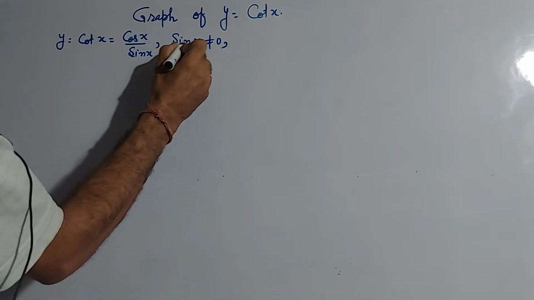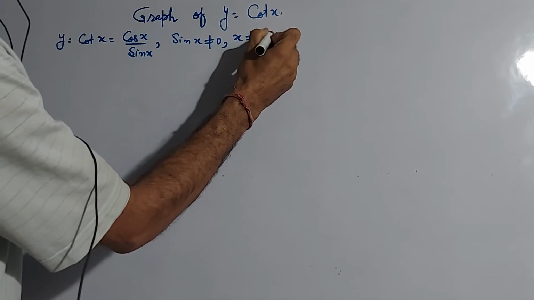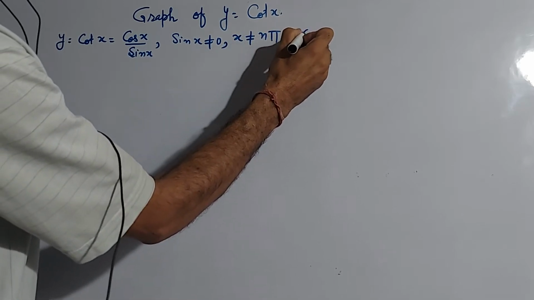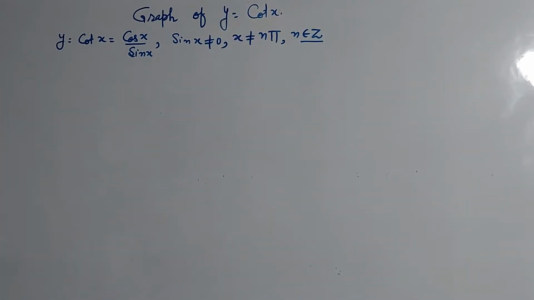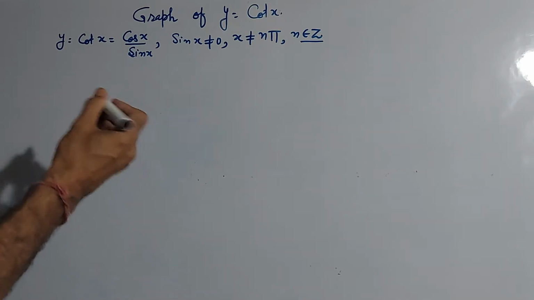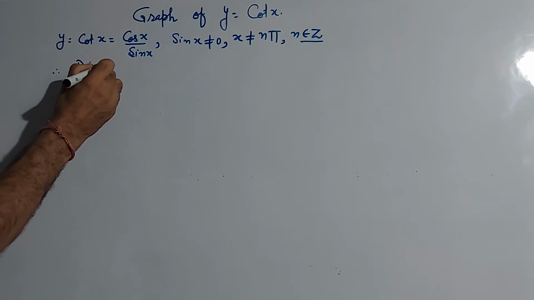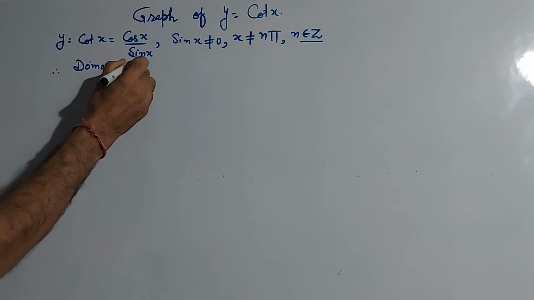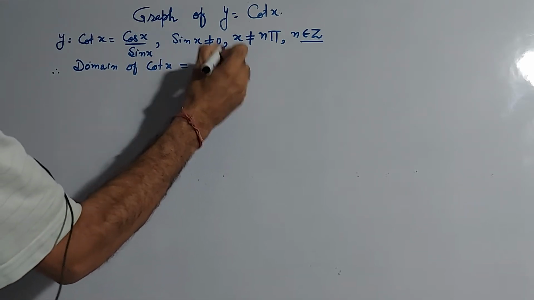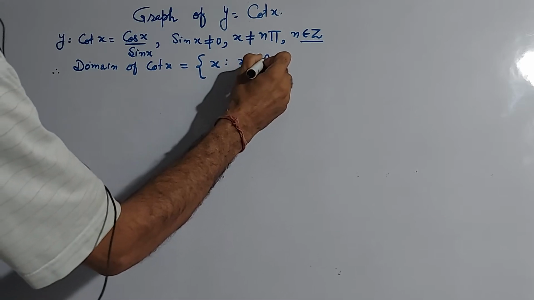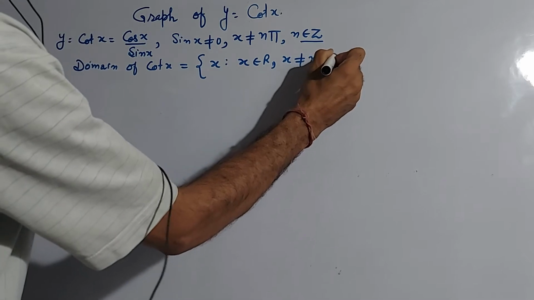And sin x is not equal to 0 means x should not be equal to an integral multiple of pi, where n is a set of integers. Integers are 0, plus minus 1, plus minus 2 and so on. And therefore the domain of cot x is x such that x is a real number, but x should not be equal to n pi, n belongs to Z.